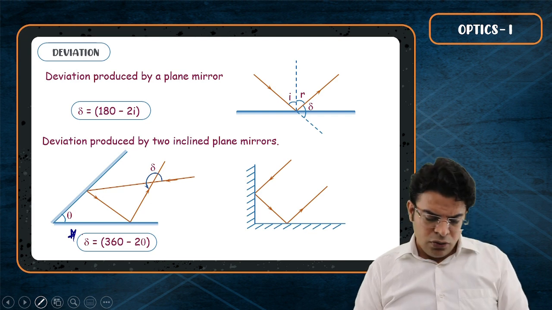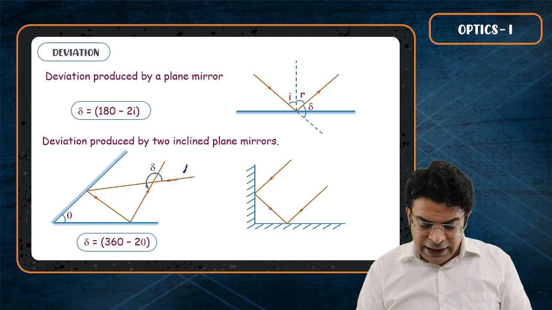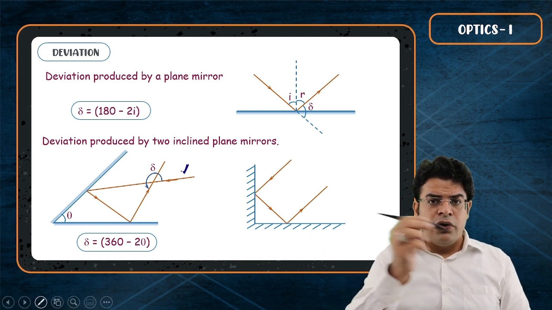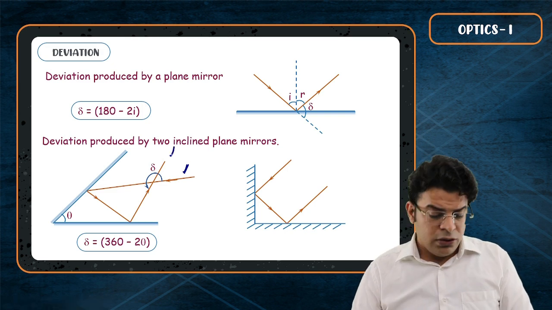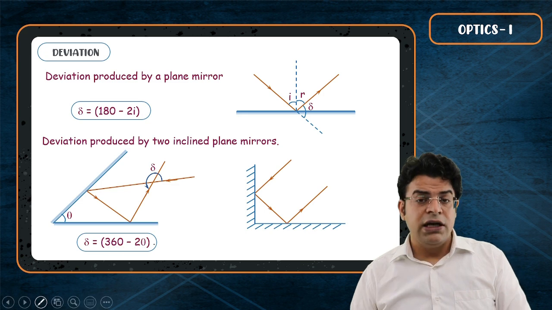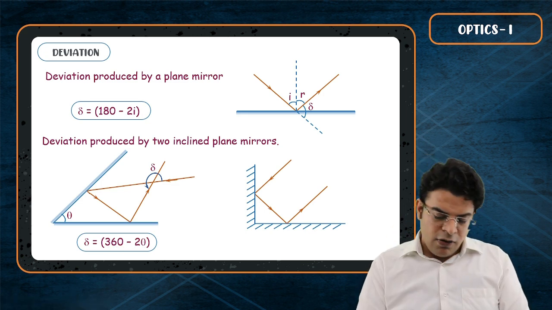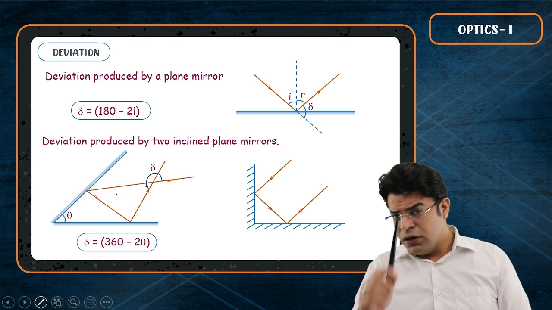So if you have two plane mirrors inclined at angle theta and a ray of light is incident, and after reflection on both of them once the ray comes out, then the deflection produced in the ray is given by 360 minus 2 theta, and the result is independent of the angle of incidence. This is important. Now let's talk more.